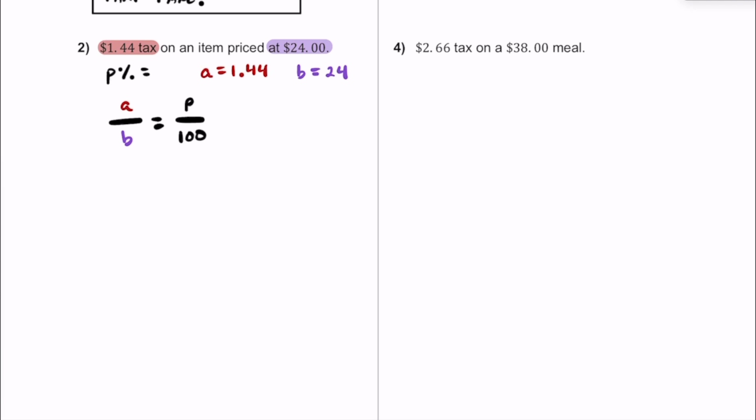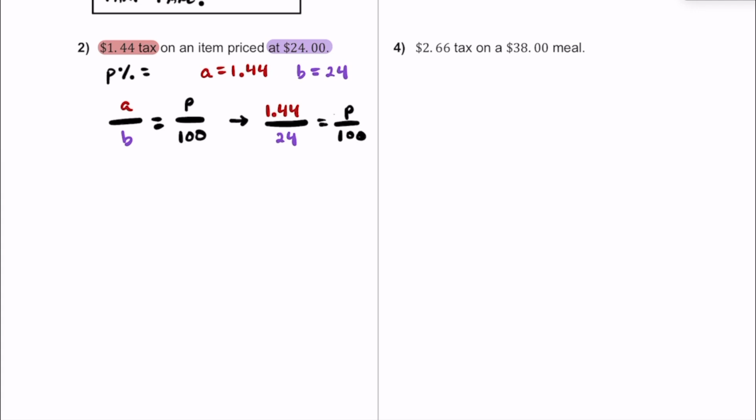If we go ahead and substitute in, A is going to be 1.44, and then the B is going to be 24. Let's go ahead and just put that on bottom. And this is going to be equal to P over 100. Okay, cool. So we have this percent proportion. You can always see if you can simplify. And with decimals, it's a little bit tricky to do. You definitely could do it. I just don't know of a good number to divide by right away.